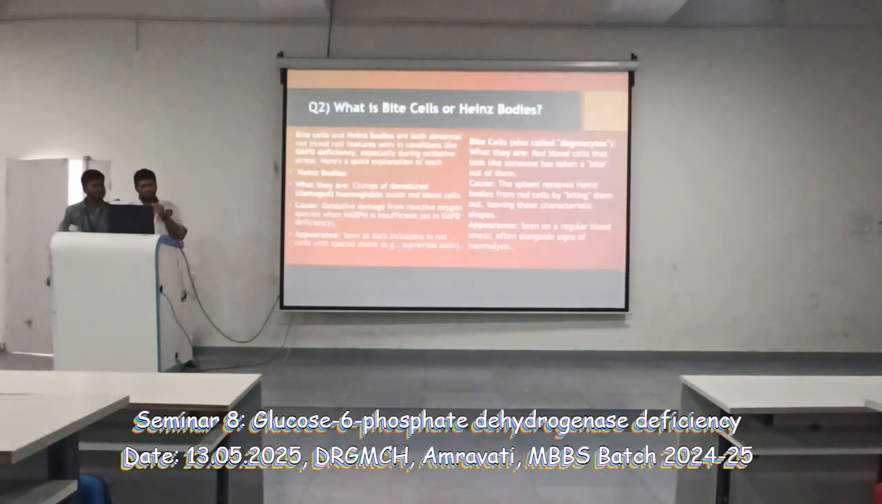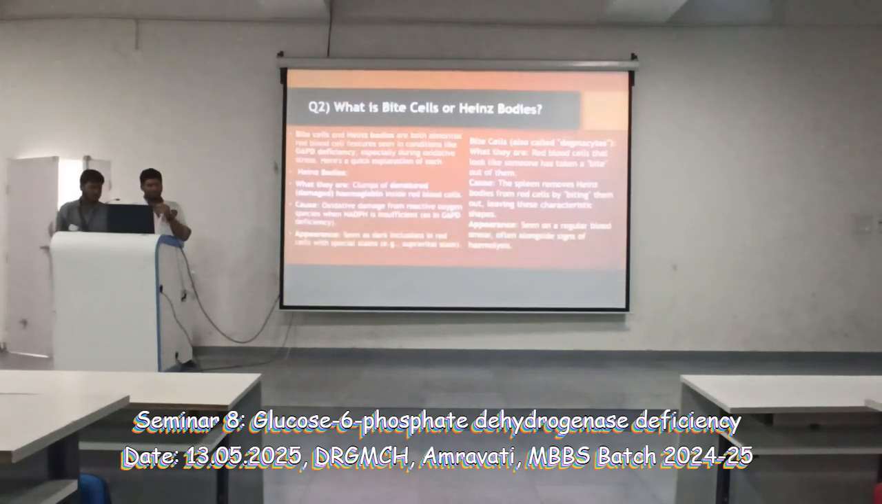Cause: oxidative damage from reactive oxygen species when NADPH is insufficient. Appearance: seen as dark inclusions in red cells with supravital stain. Due to this, the urine appears dark.